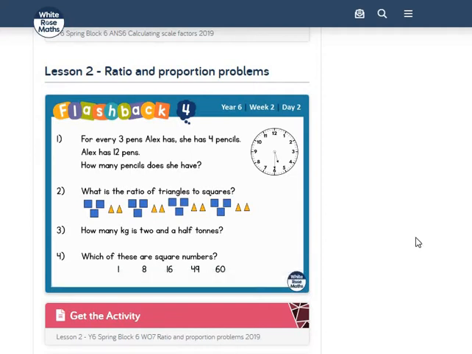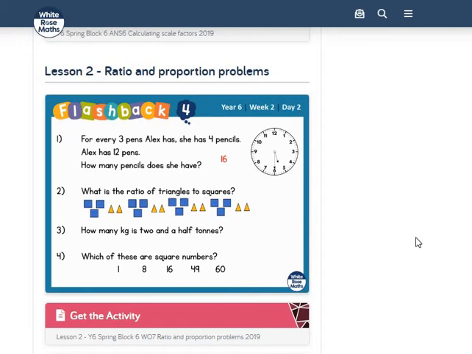Hello there again. We're going to start off with the flashback 4 again. So have a go at the questions, pause the video, and we'll come back together in a second. How did you get on? Let's have a look at question number 1. For every 3 pens Alex has, she has 4 pencils. Alex has 12 pens. How many pencils does she have? Well, I can see the relationship between 3 and 12 is a factor of 4 larger. So I'm going to do the same to the pencils. So a factor of 4 larger than 4 pencils would be 16 pencils.